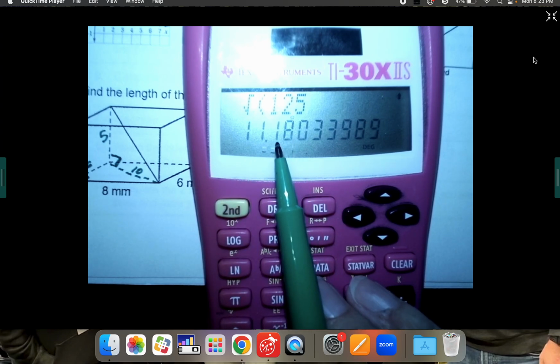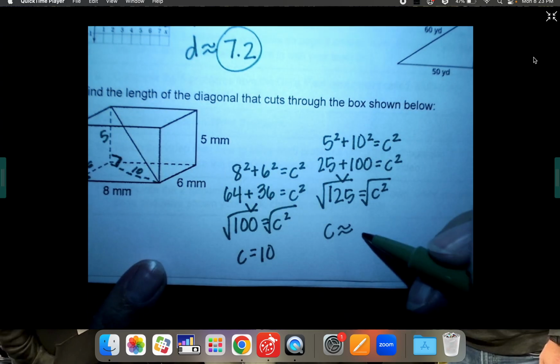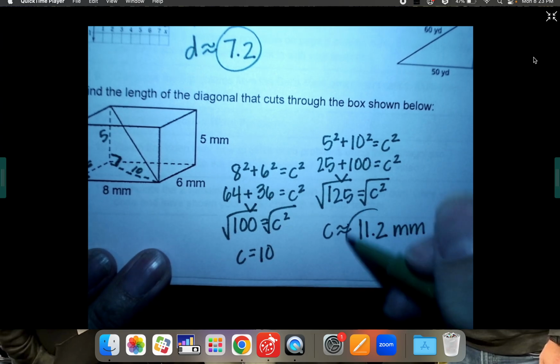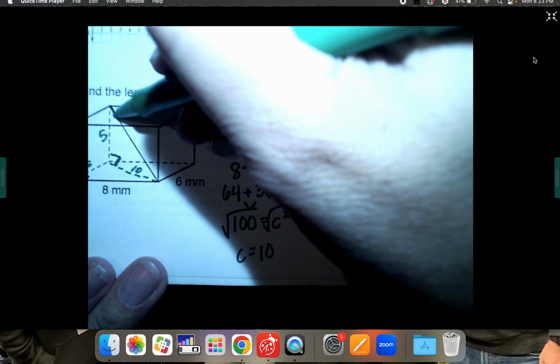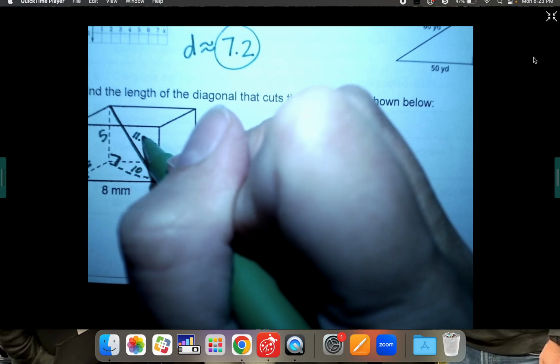Square root of 125 is 11 point, that 1 is going to be bumped up because of the 8 to a 2. So 11.2. It says millimeters, so this would be millimeters. And that is the length of that. Sometimes it's a pencil, sometimes it's just a diagonal that cuts through the box.